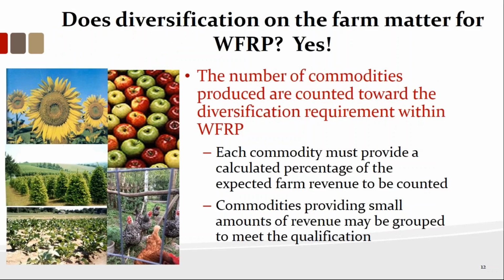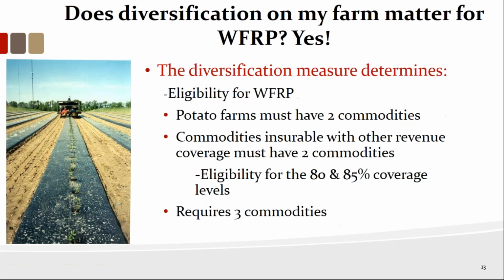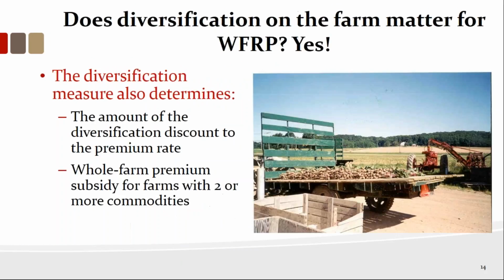Does diversification matter? Yes, it does, for several reasons. The more diversity you have on the farm, the more commodities, the lower the premium rate. You've got to have at least 2 crops to get the 80% subsidy, and up to 7 crops you keep getting a lower and lower premium rate. Now the subsidy maxes out at 80%, so with 2 crops you get that max. I've already talked about this slide here. It requires 3 commodities for the 80-85% level, and you have to have 2 or more commodities to get the 80% subsidy.